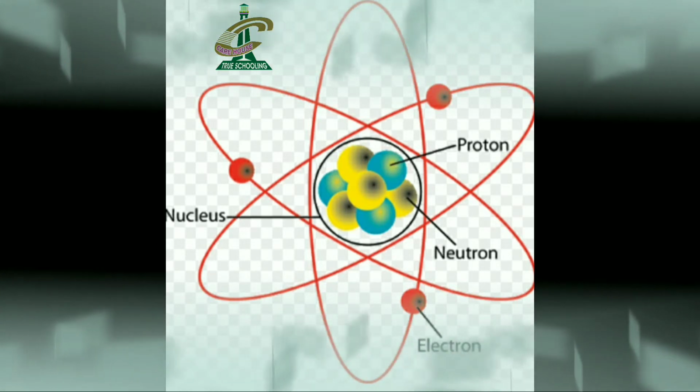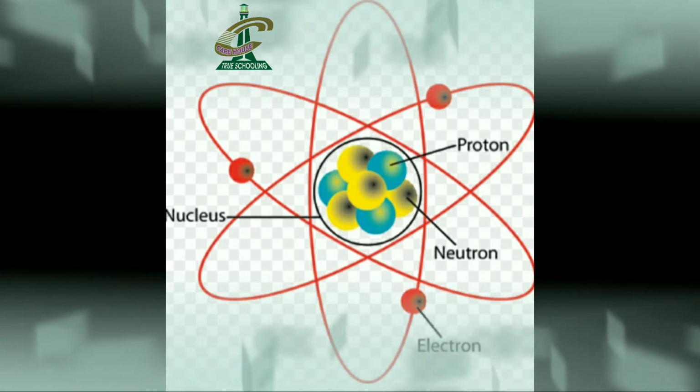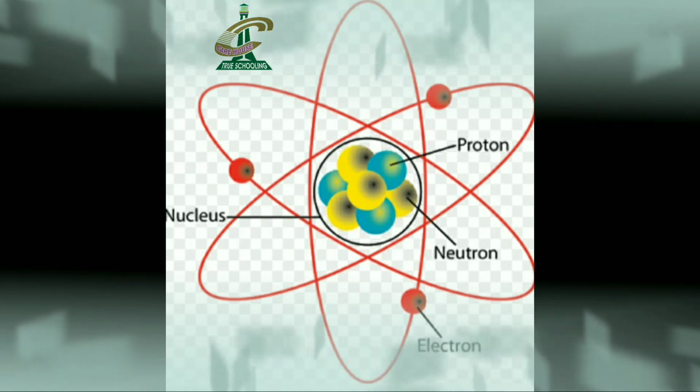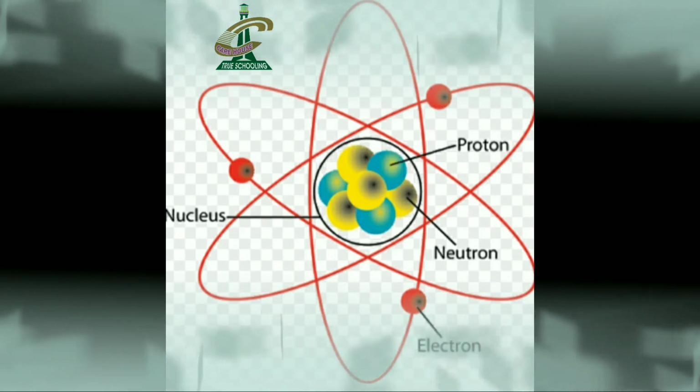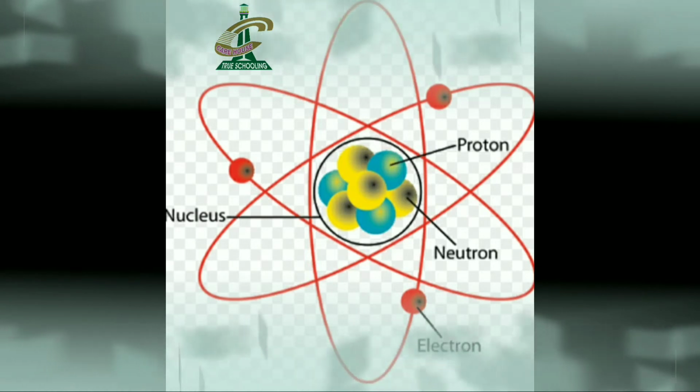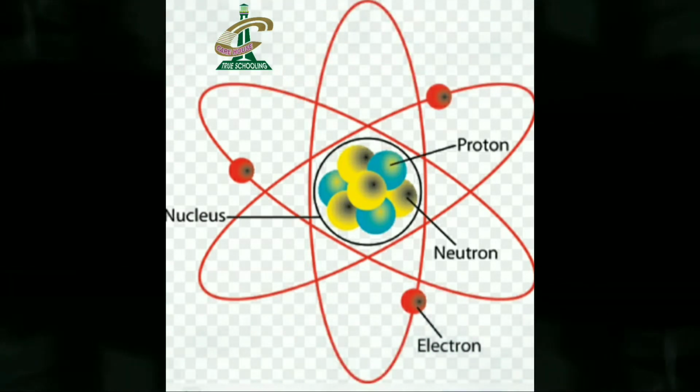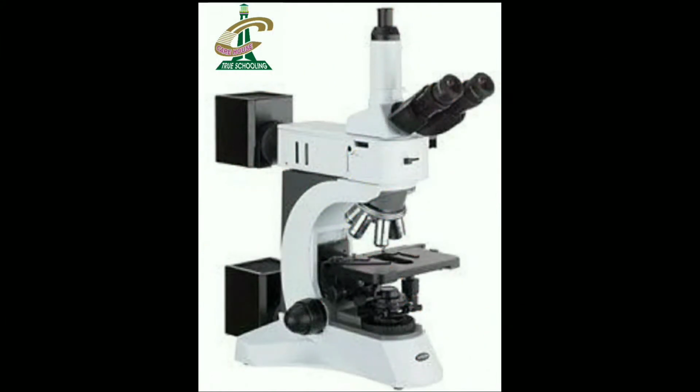Dear students, everything in this world is made up of an atom. This is just an imaginary picture of an atom. Real atoms are too tiny to see. We cannot see them. Atoms only can be seen under a very special microscope.